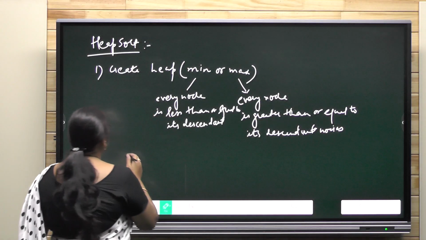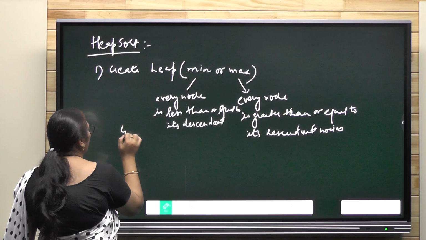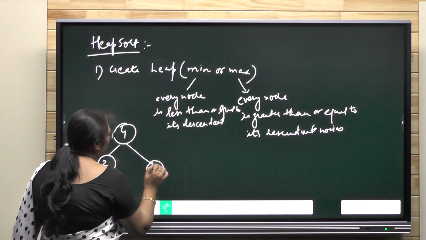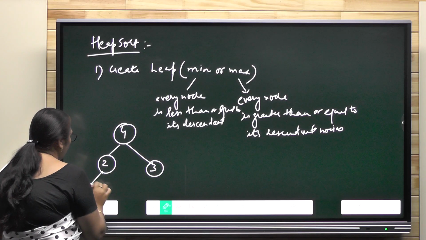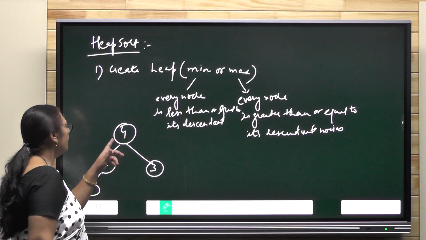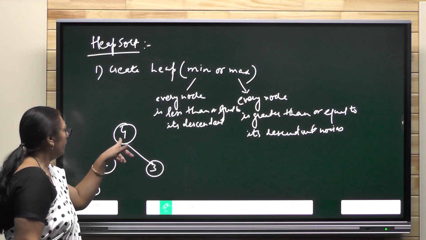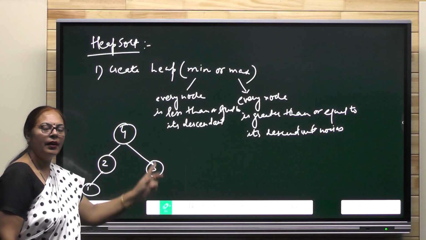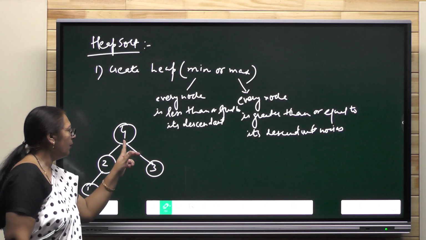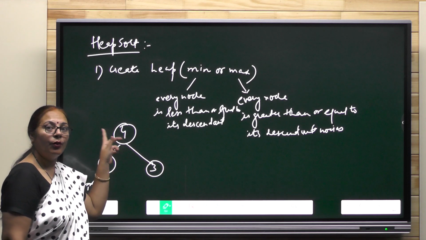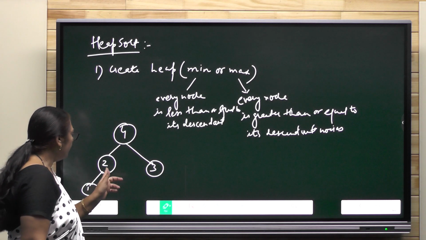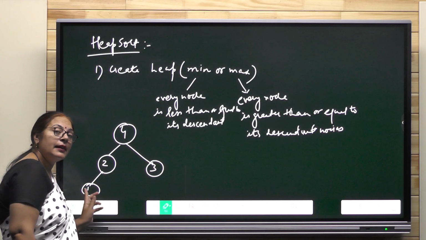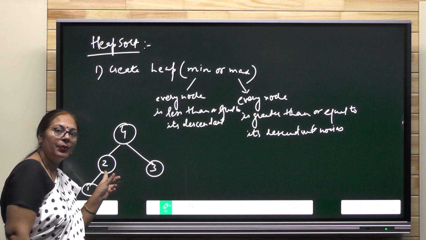For example, suppose this is a tree: 4, 2, 3, 1, like this. If you see here, the root node is the maximum element in the entire heap. So 4 is the maximum, 4 is at the root. Similarly, if you see this intermediate node, 2 is greater than its descendant. The descendant is 1, and 2 is sitting at the parent node basically.